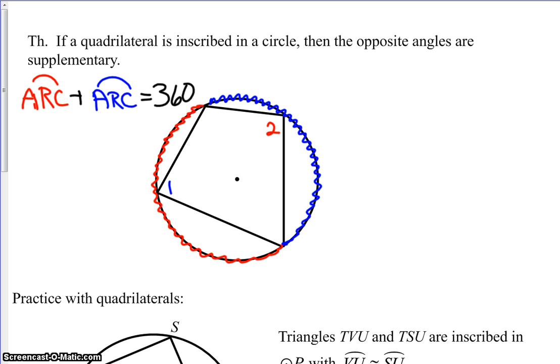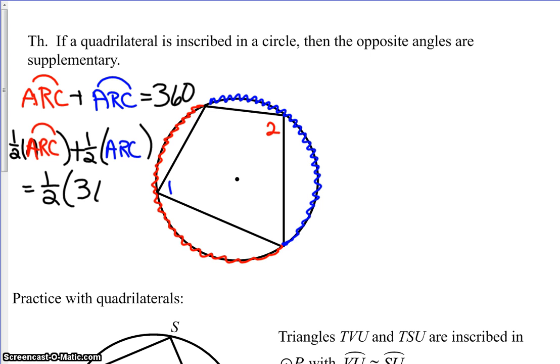Well, I know that the red angle, angle 2, is half of the red arc. I know that the blue angle, angle 1, is half of the blue arc. So if I put the two angles together, that's going to be half of 360. So half of my first arc, half of my red arc, plus half of my blue arc is going to have to equal half of 360.